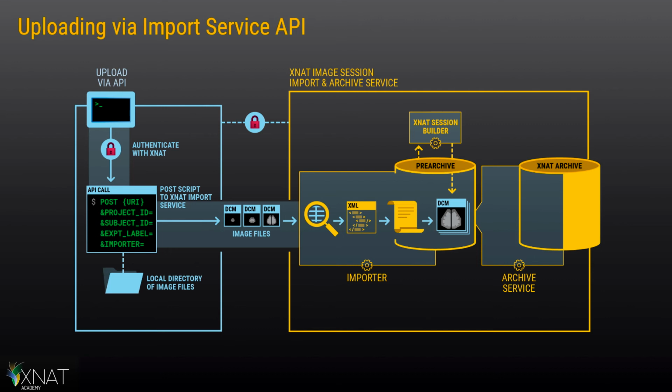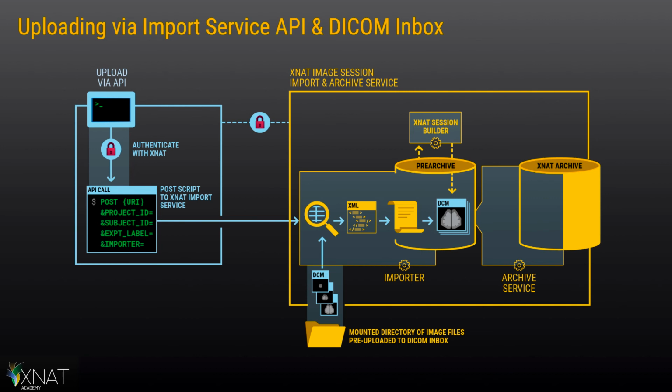There's also a specialized way of API-enabled uploads called DICOM Inbox. This allows you to bypass the Apache TCP network layer by pointing XNAT to a mounted directory of files that's already on your server and letting you upload from there.